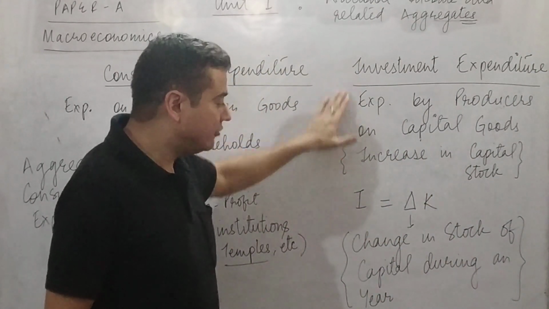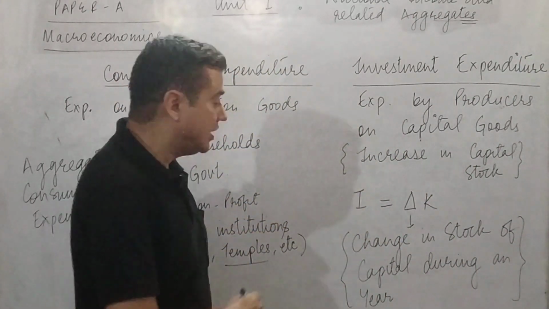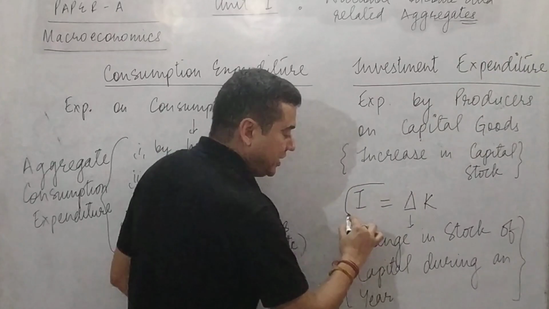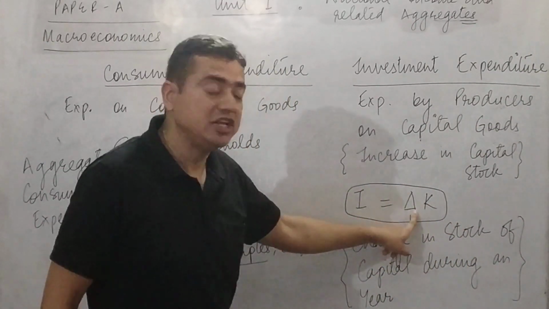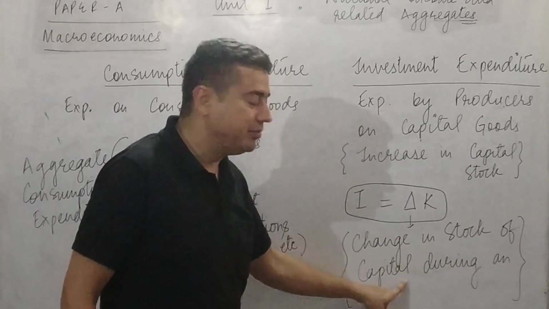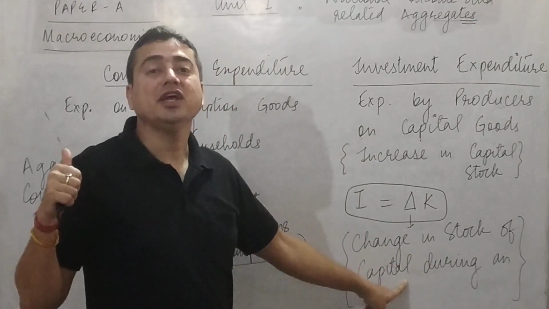Therefore, the formula for working out investment is I, that is investment, is equal to delta K. Delta K means change in stock of capital during an accounting year.